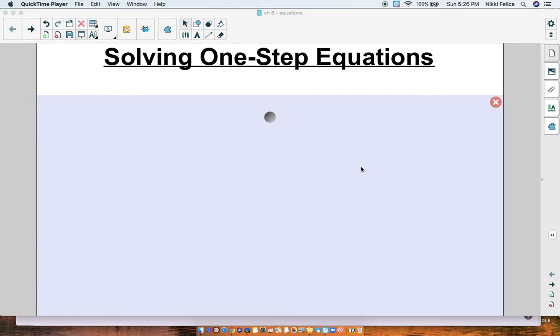So today we start talking about solving equations, and the type of equations that we are going to be solving are called one-step equations. They're called one step because you only have to do one step to solve the problem. It's not a multi-step equation.